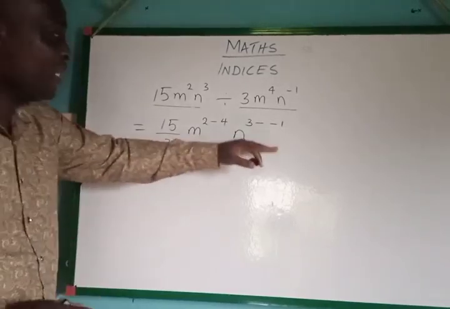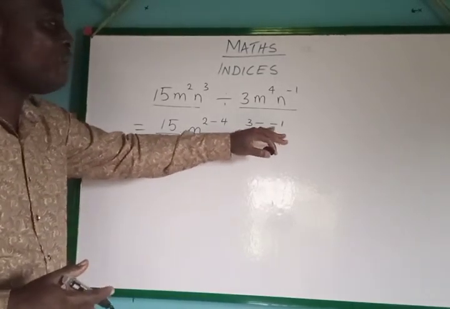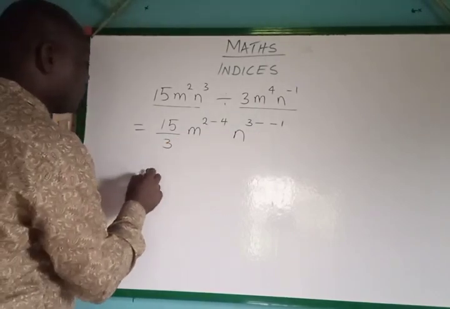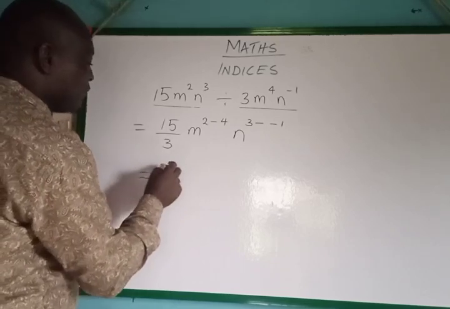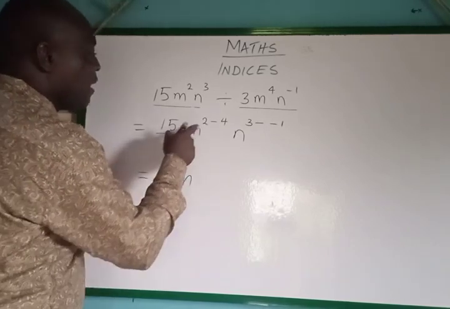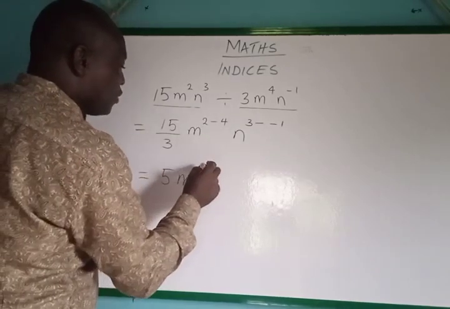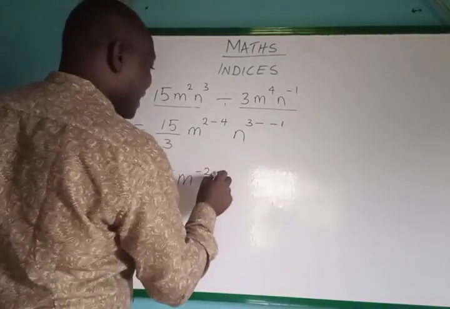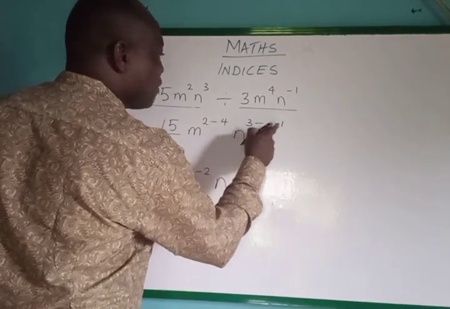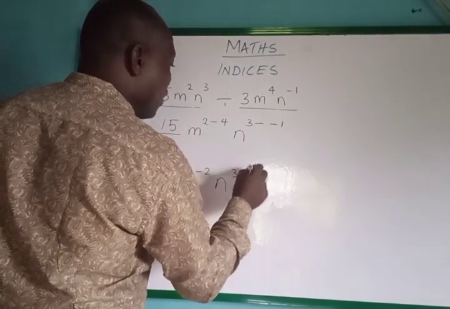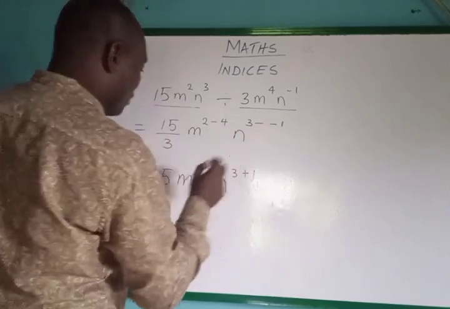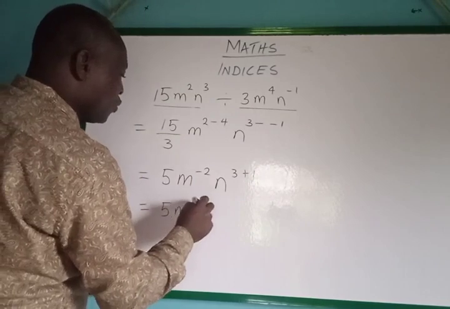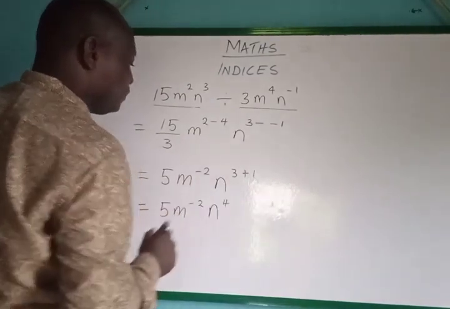So I'm going to bring this one down to show you how these two negatives will change to positive. So what do we have here? We have 15 divided by 3, we have 5. m, 2 minus 4 is minus 2. 2 minus 4 is what? Minus 2. Then n will be 3 minus minus 1. That is 3 plus 1, because the two negatives will change to plus. So what do we have? We have 5 m raised to the power minus 2, n raised to the power 4.